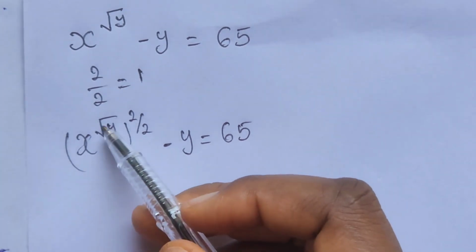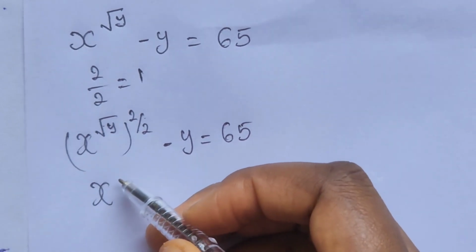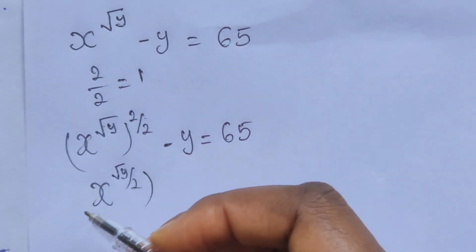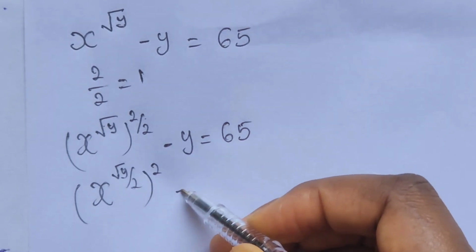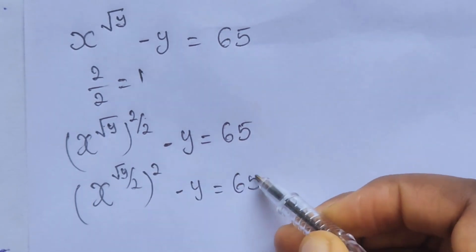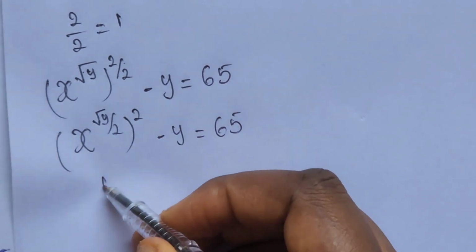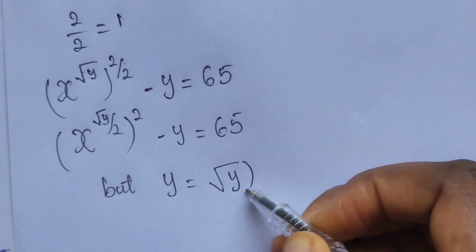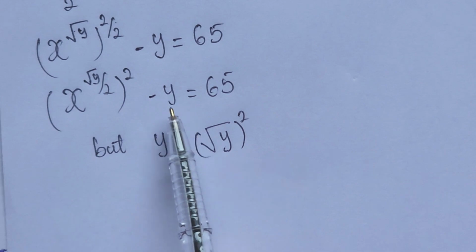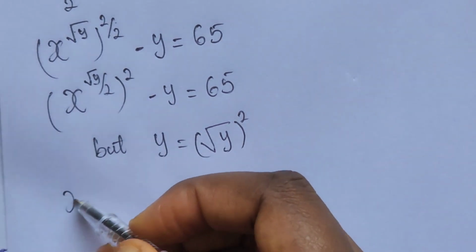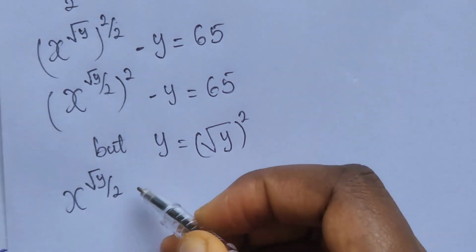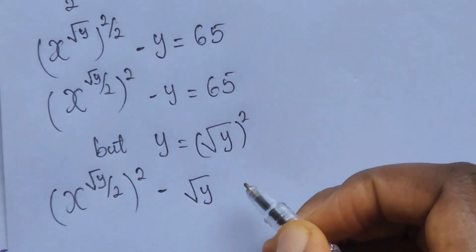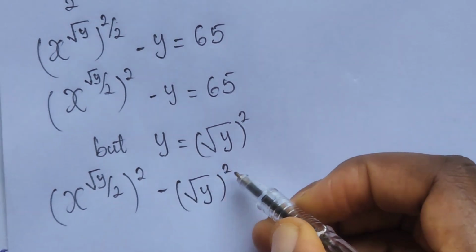So when we multiply the powers, we have x to the power of root y over 2 further raised to the power of 2, minus y, equal to 65. But y is equal to the square root of y all squared. So we'll be replacing this with this to have x to the power of root of y over 2 further raised to the power of 2, minus the square root of y further raised to the power of 2, which is equal to 65.